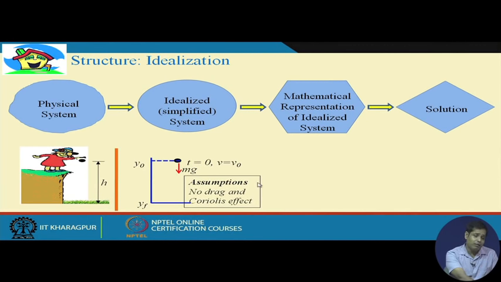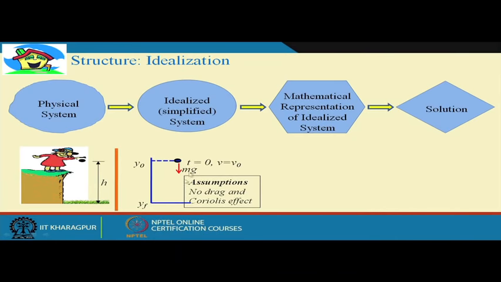Similarly, you take any system, when you idealize it, that idealization has to be based on certain assumptions. And the assumptions of any process are very important, because it is the assumptions which are the limitations of any model.